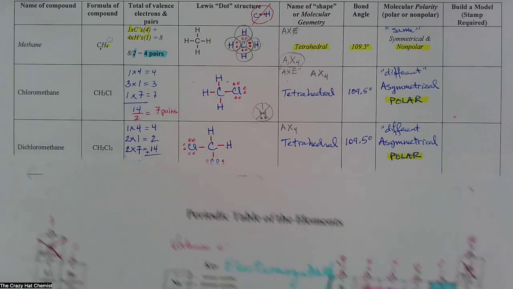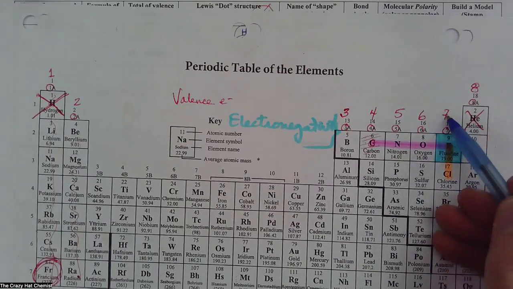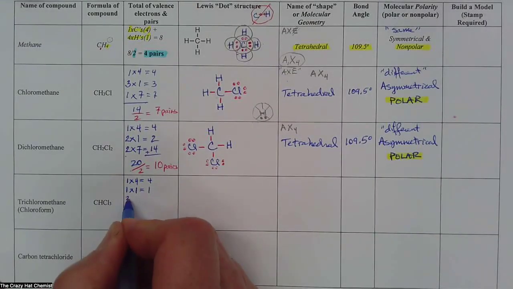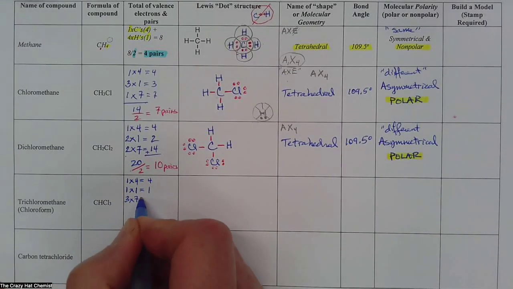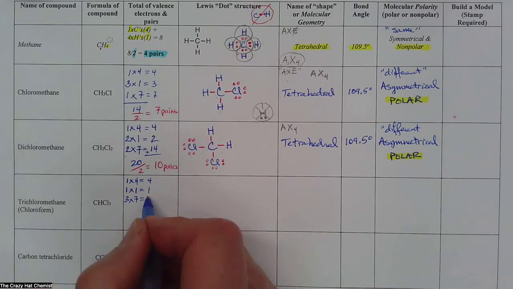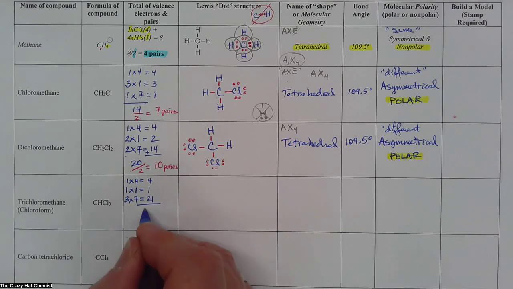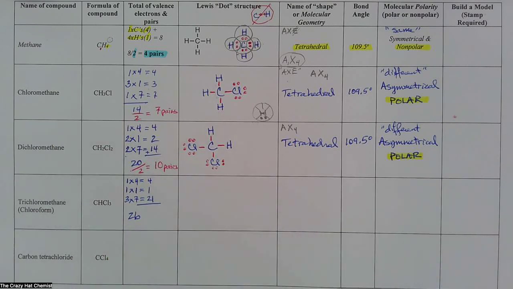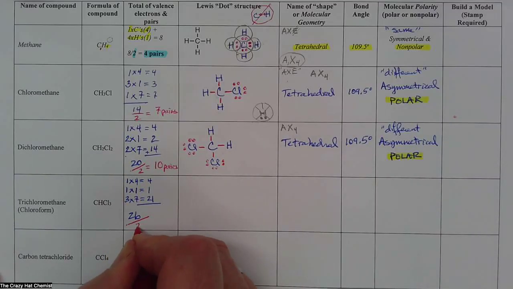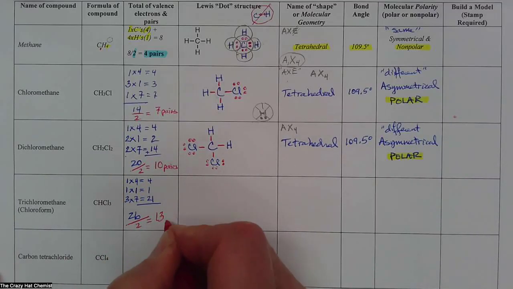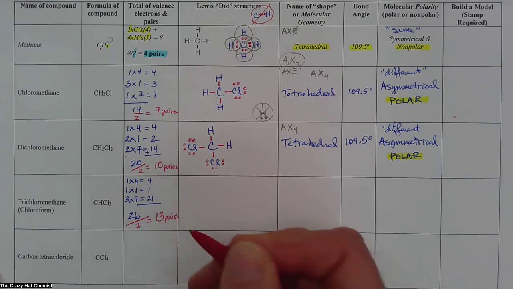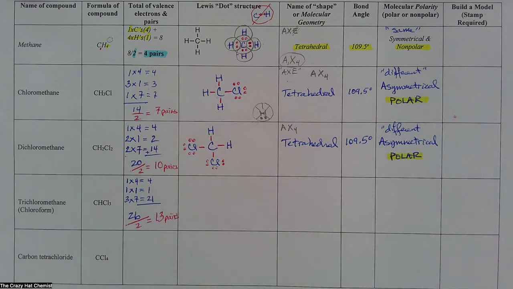Then chlorine. How many valence electrons in chlorine? Seven. So there are three chlorines, seven valence electrons, and that is 21. So we are going to add all this up. We got 21, we got 1 and 4, and that's going to be 26 total electrons. And then we are going to divide that by 2. So now we're going to have 13 pairs. Again, we always work in pairs.